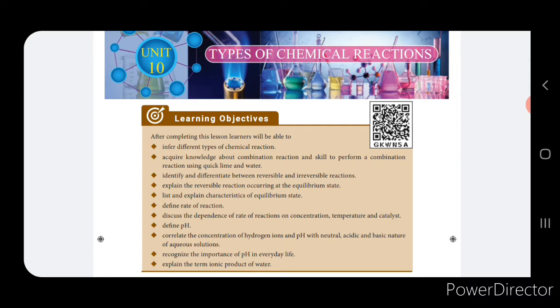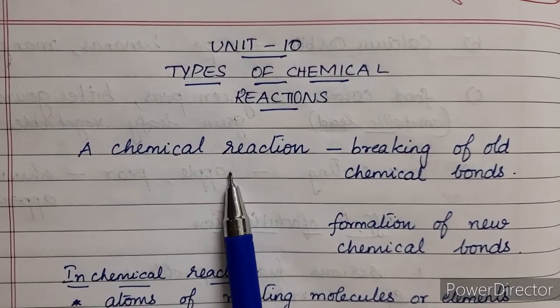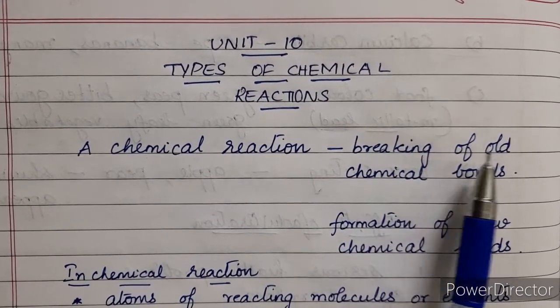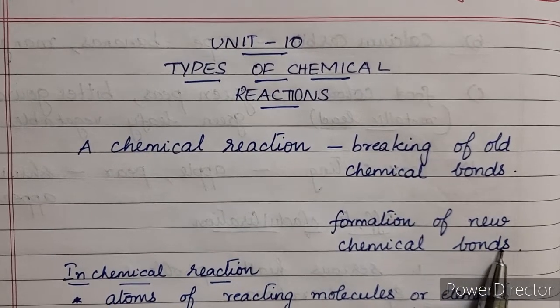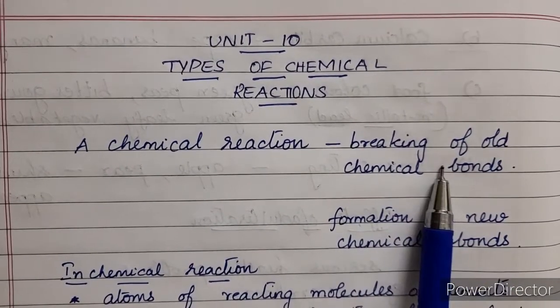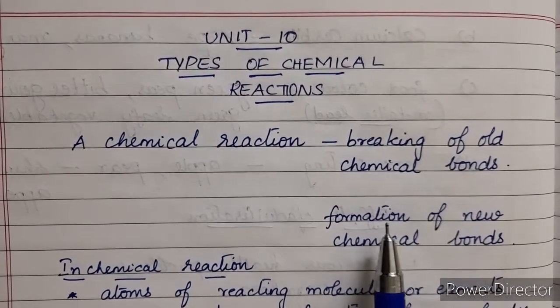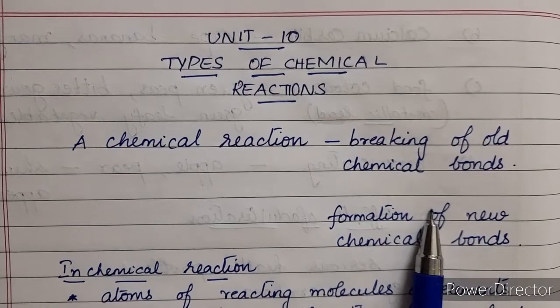So in this chapter we'll be learning about what is a chemical reaction, how a chemical reaction is represented, and what are its types. Now let's see what is a chemical reaction. A chemical reaction involves the breaking of old chemical bonds and formation of new chemical bonds, isn't it? Whenever a chemical reaction takes place, the old chemical bonds get broken and the new chemical bond is formed and the product is obtained.